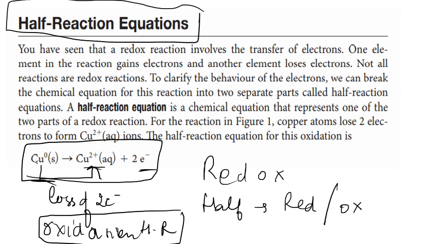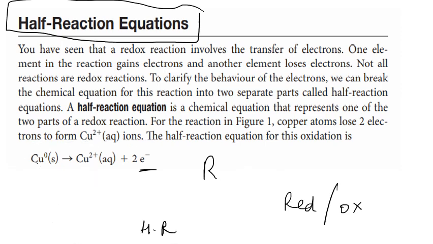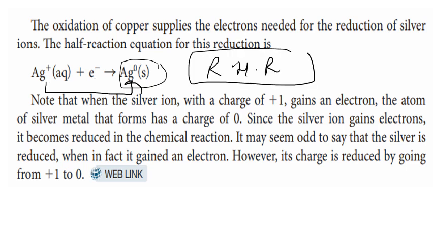Now similarly, it can be for reduction also. We can give you a reduction reaction only. Then you will call that it is reduction half reaction. So for example, in this slide, what is happening to Ag during this journey? It is gaining an electron and becoming Ag. So this reaction is called reduction half reaction. Okay, I hope that makes sense.